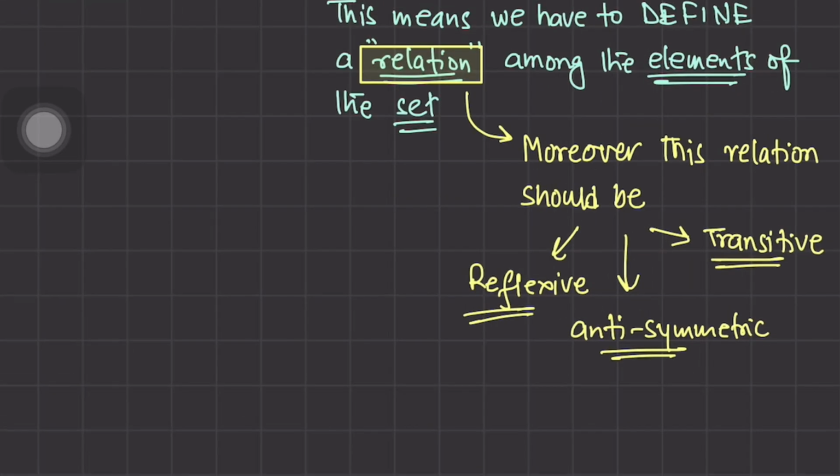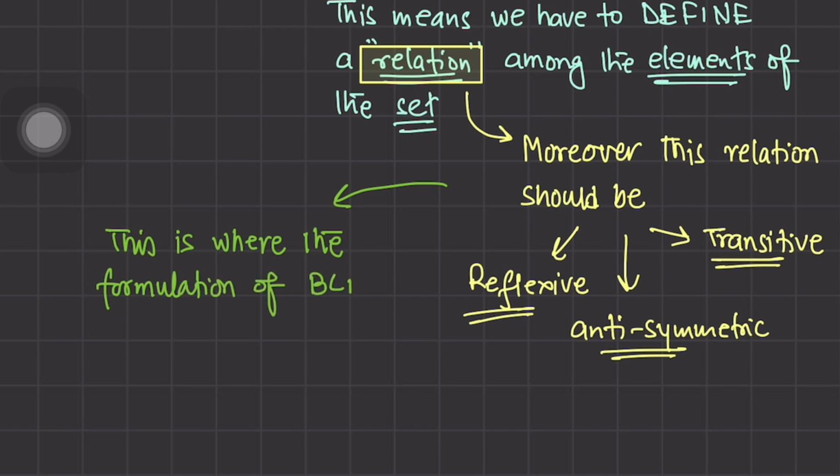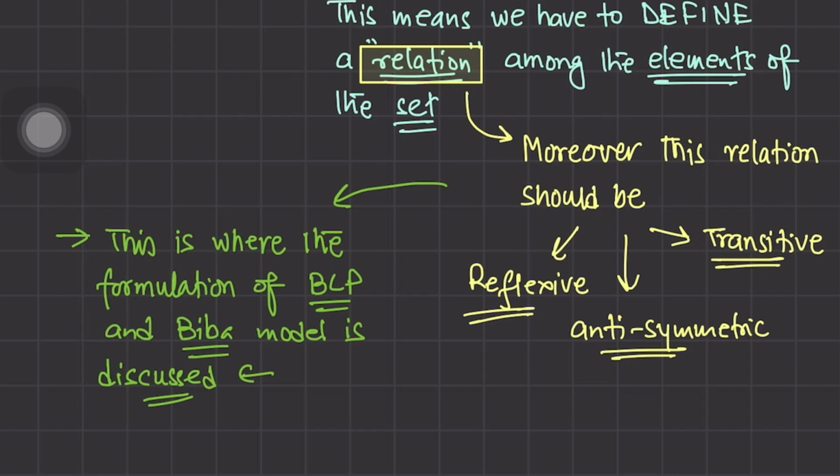This is where the formulation of the Bell-LaPadula model or Biba model is discussed. And if you don't know the mathematical interpretation or logic of these terms, it is difficult for you to arrive at a relationship function R. So this is how a lattice is defined. I hope this is clear, what a lattice is, what a partially ordered set is, and how it helps in security modeling, right?